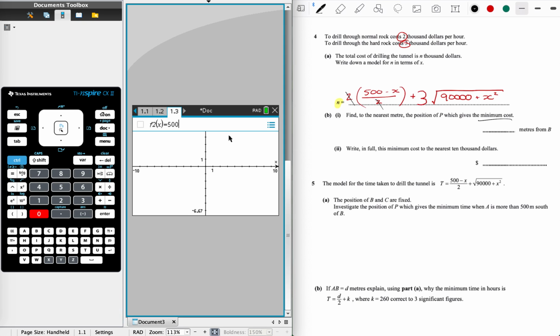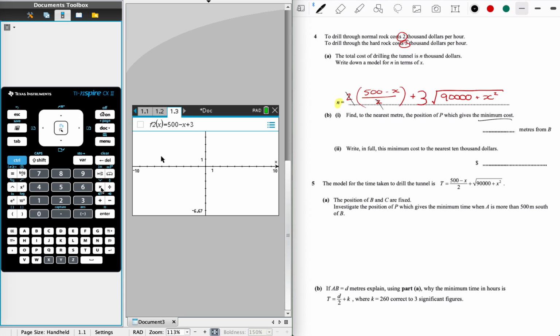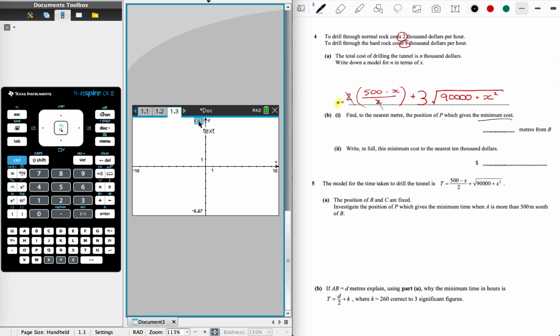So we've got 500 minus x plus 3 times. You might come across an issue if you don't put in the times sign, strangely. The square root of 9, 1, 2, 3, 4 plus x squared. Just have a little look over that. It looks okay to me. And there it is again in all its glory. Clearly we've got an issue with the scales.